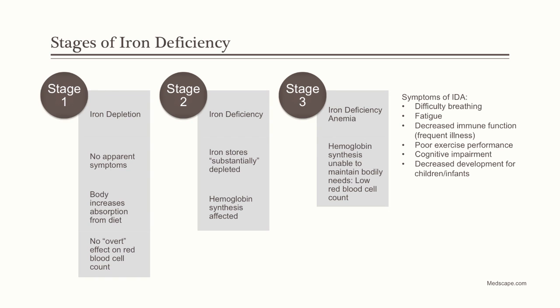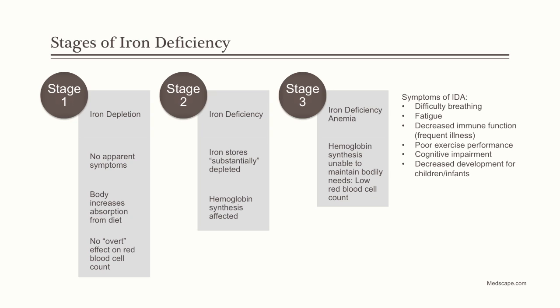There are 3 stages of iron deficiency. In stage 1, when you aren't consuming enough iron daily, your body doesn't really show any overt symptoms of deficiency because the body does its best to compensate from the extra stores from the blood, from the liver, and the bone, and it actually increases absorption from the small intestine.